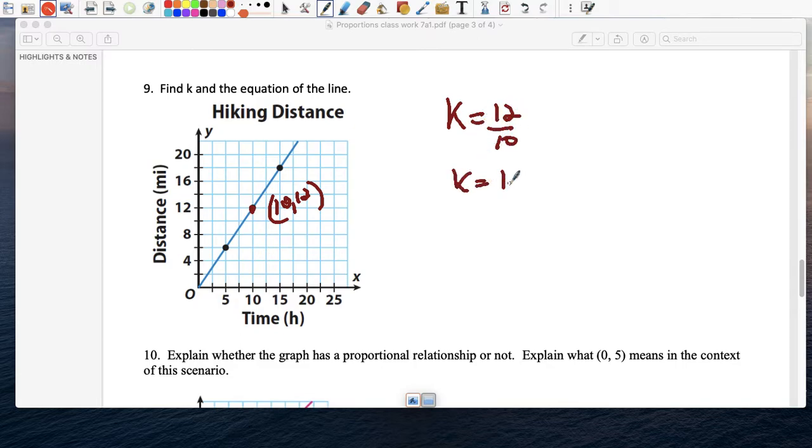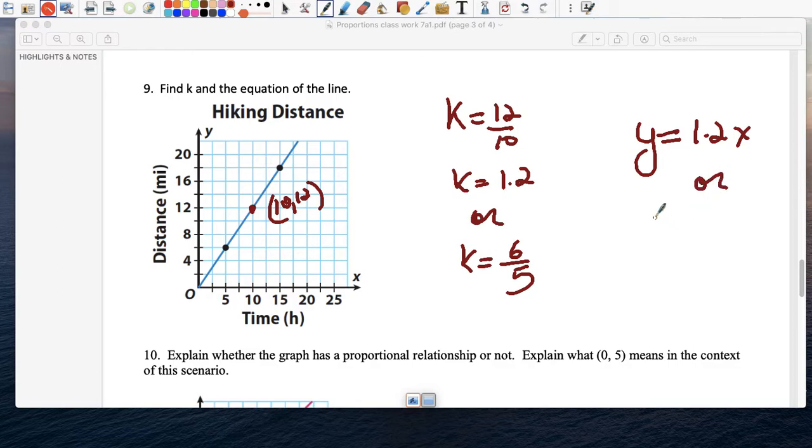K equals 1.2 if you use a calculator, or if you want to leave it as a fraction, you write k equals 6 over 5. Up to you which one you want. And the equation of the line, likewise, you can write y equals 1.2x or y equals 6 over 5x. It's up to you. I'm fine with both.